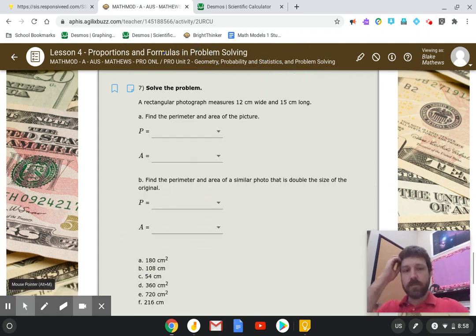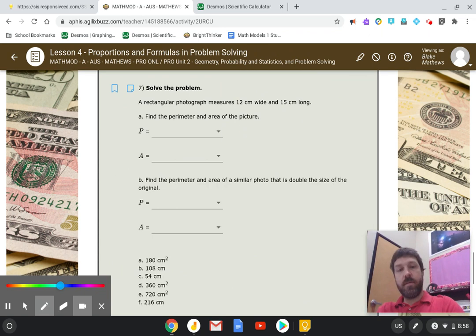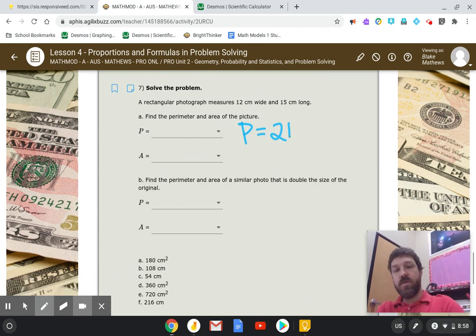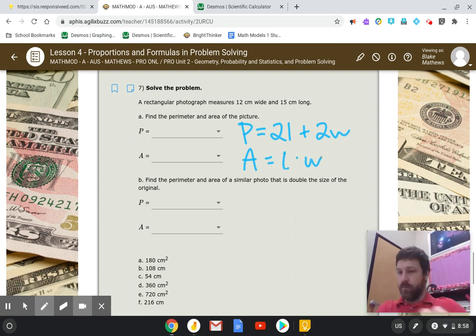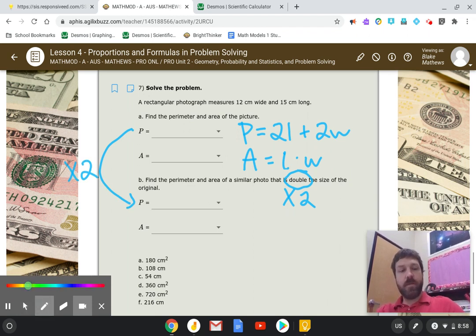Now, number 7. First part, very straightforward. Find the perimeter and area of the picture. Remember, the perimeter of a rectangle is 2L plus 2W, and the area of a rectangle is L times W. Find those answers. Then it asks, what happens if we double the size, in other words, times 2, of the original photograph? Well, if the dimensions are being times 2, then the perimeter is also times 2. We learned that from our examples earlier.